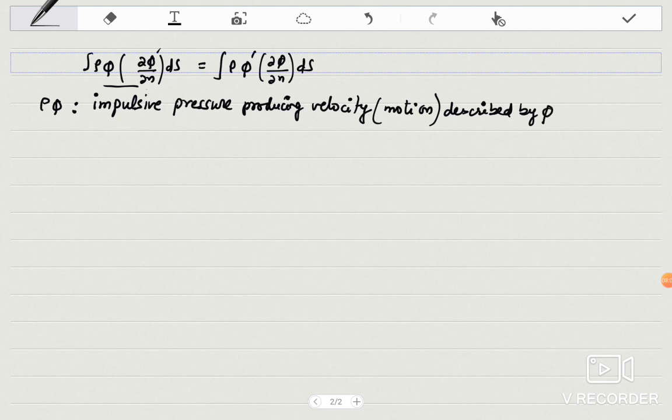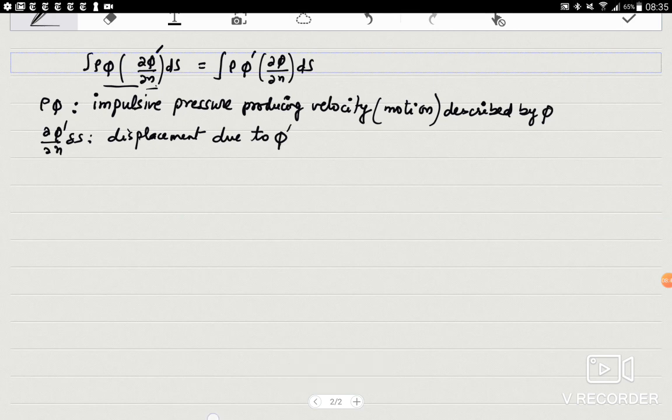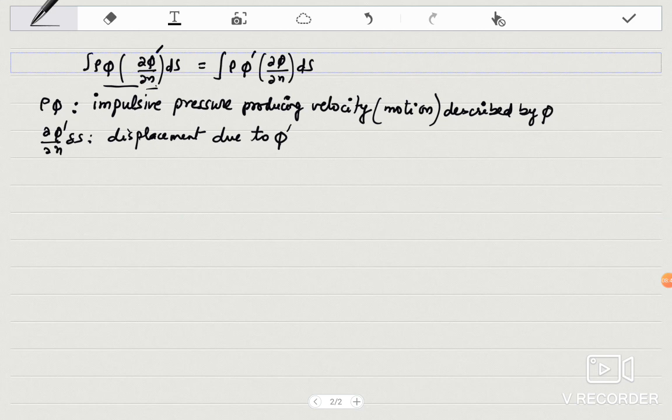And what does this delta phi dash by delta n represent? If I take it with the negative symbol, it represents the displacement in the inward direction, and this is the displacement due to phi dash. So the combination of the two, this is the impulsive pressure and this is the displacement, the combination of the two is work. Delta phi dash by delta n, if I say delta s, then it is the displacement provided due to phi dash. Because what is delta phi dash by delta n? It is in actual the velocity produced due to phi dash, the component of velocity along the normal.